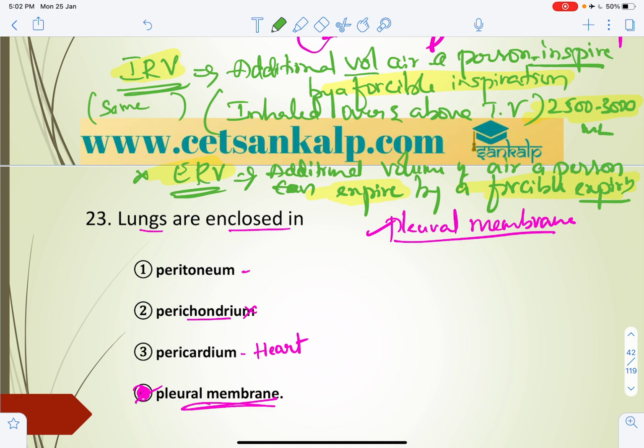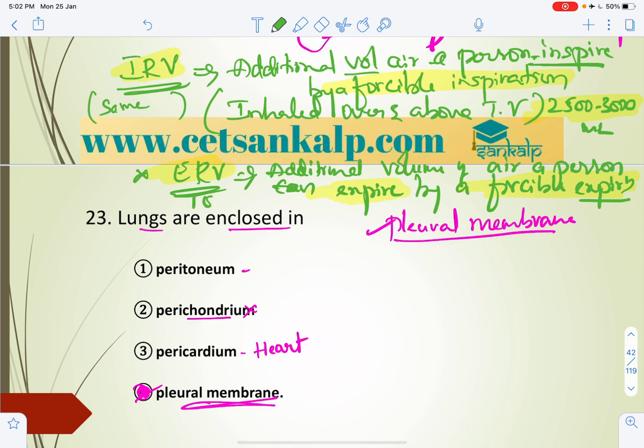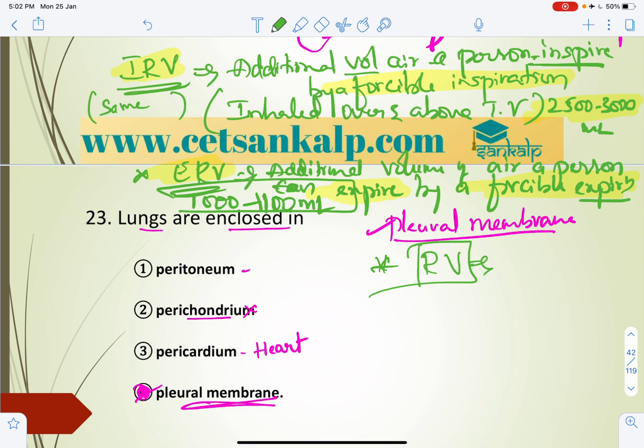We can say that on average it is 1000 to 1100 ml, is the volume, right? And the last one here we have, that is the residual volume, RV. So in this we can expect a question. Residual volume: the volume of air remaining in the lungs even after forcible expiration.